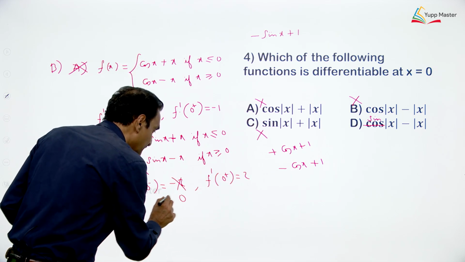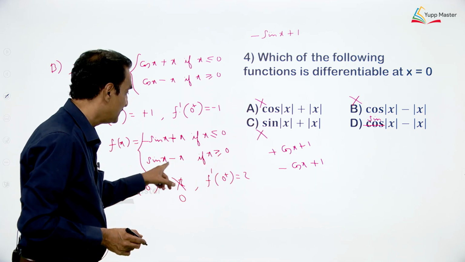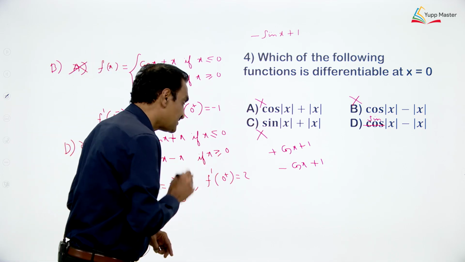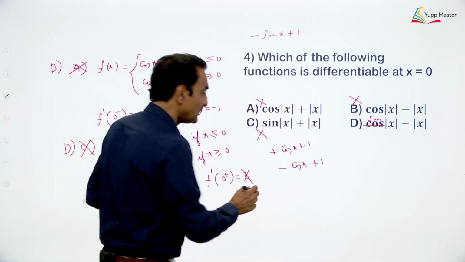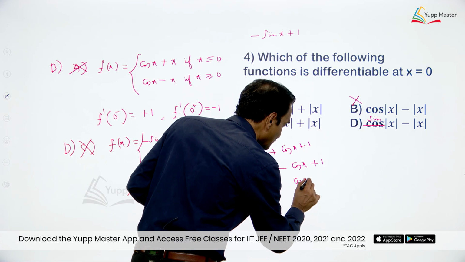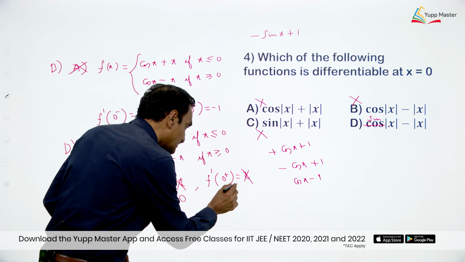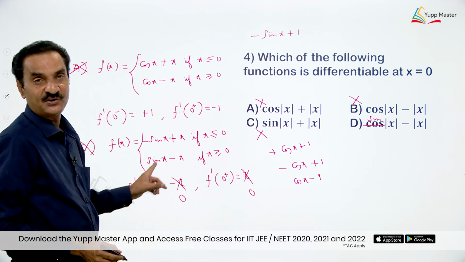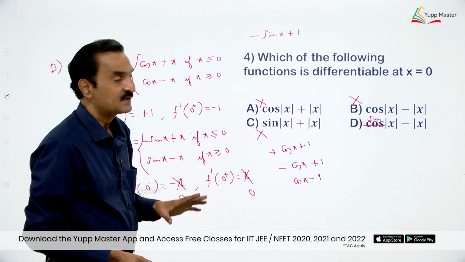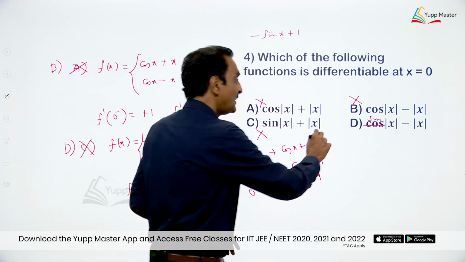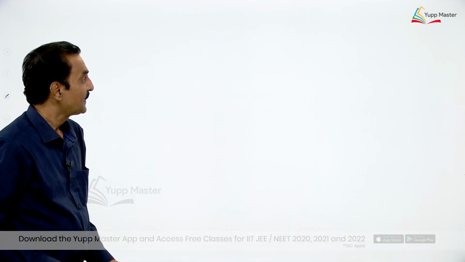Now when x is greater than 0, this is the definition. So, for f dash 0 plus, differentiate this: cos x minus 1. Putting x is equal to 0, what are you getting? It is also 0. f dash 0 minus is equal to f dash 0 plus. So, it is differentiable at x is equal to 0. So, answer is option D. Next question.